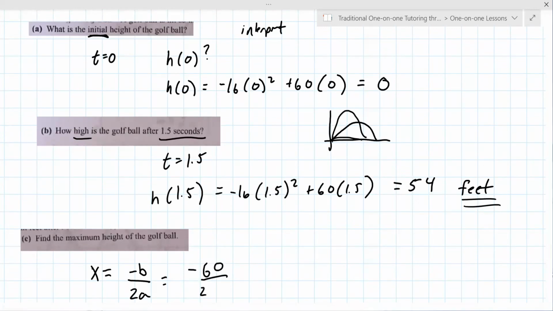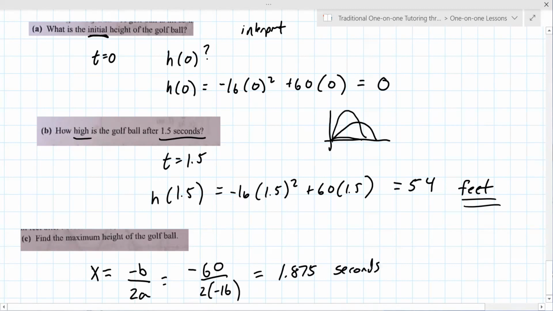If you end up taking calculus, you'll learn why this works. If you don't, then you don't ever need to know this. So 2 times negative 16. This is the where it happens, or I'm sorry, in this case, the when it happens. When it happens is at 1.875 seconds. Okay, but that's not the answer.